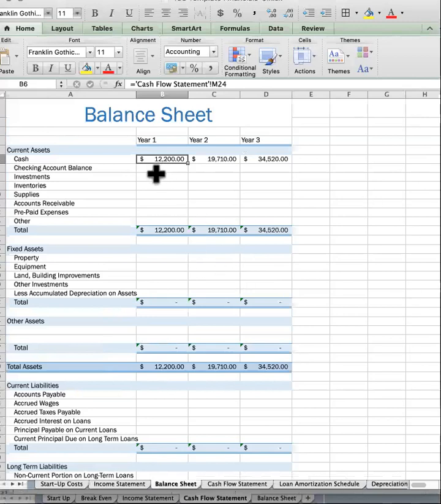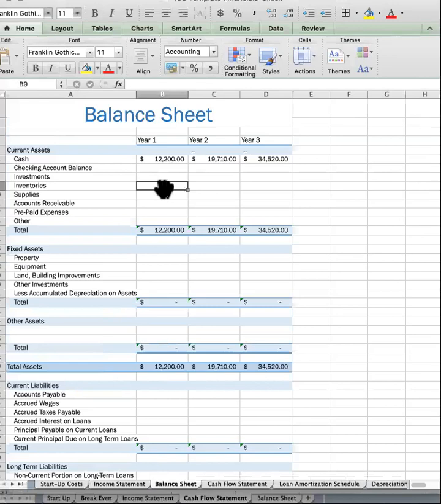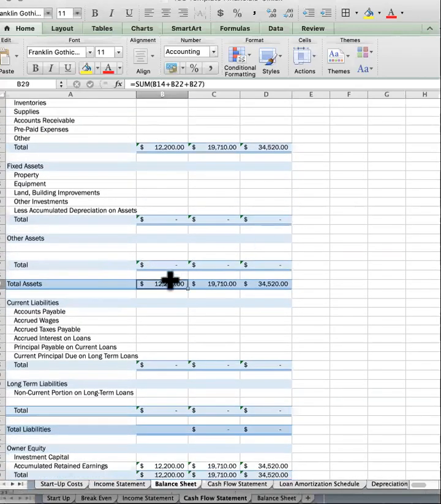Okay, so I also want to mention here that if you have inventory in the cost of goods sold section at the end of the period here, you'll need to record that also in this line here on your balance sheet. Now under fixed assets, again, a lot of you will have stuff listed for property, equipment, land, building improvements, that kind of thing. And again, make sure you're taking out that depreciation each year. So these should be going down as we progress year to year. Again, these assets are totaled already for you with this formula.